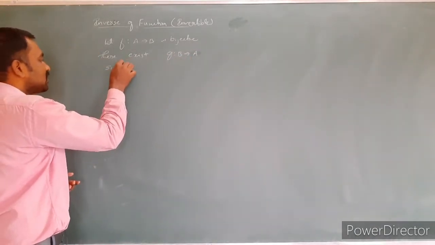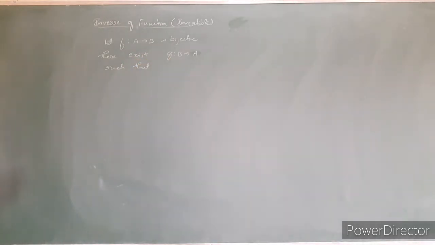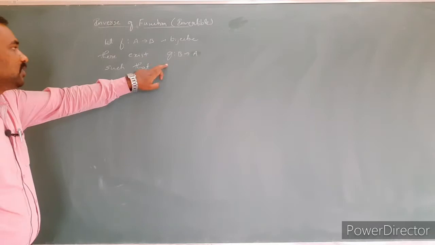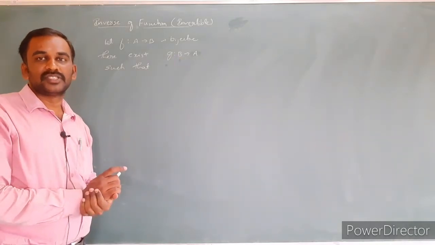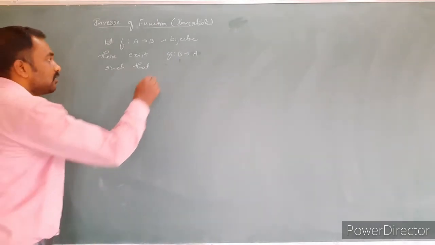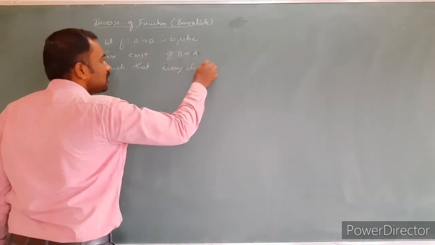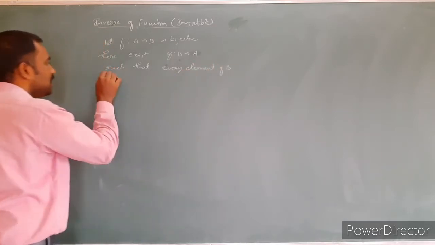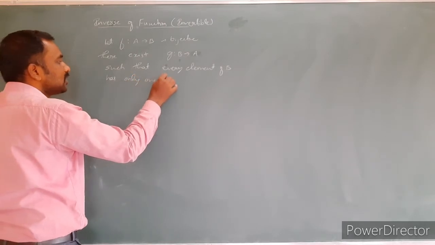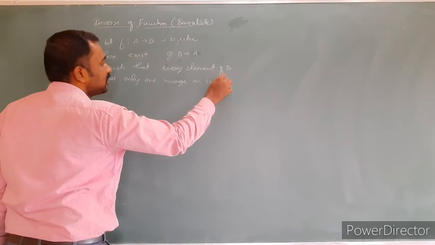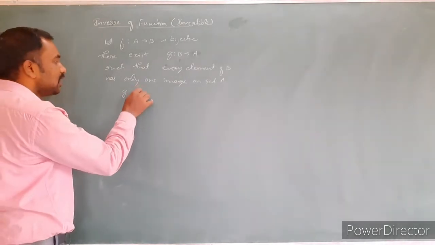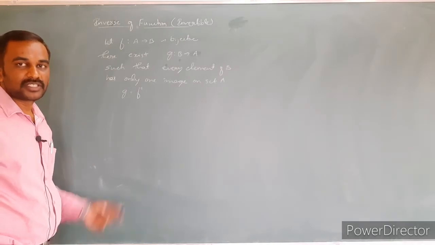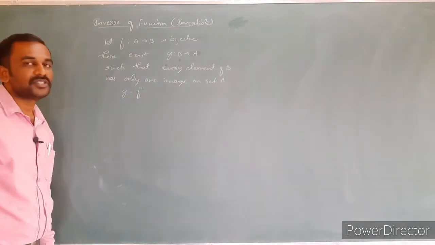When is g said to be another function? It exists in such a way that every element of the domain set B has one and only one image on the set A. Then this function g becomes the inverse of the function f, which is denoted by f inverse, and this is the definition of the invertible function.